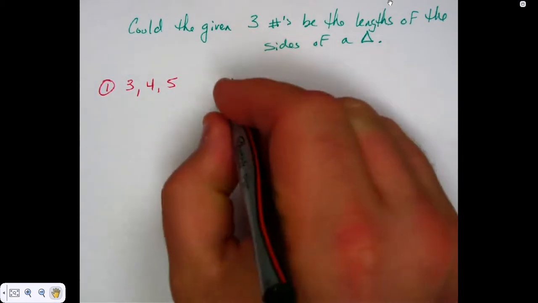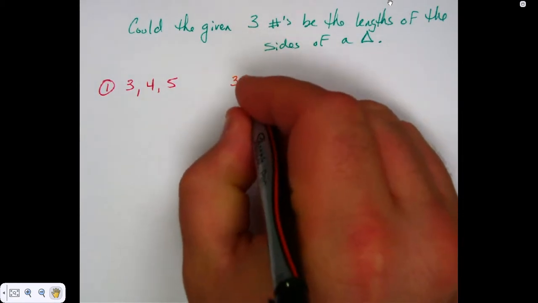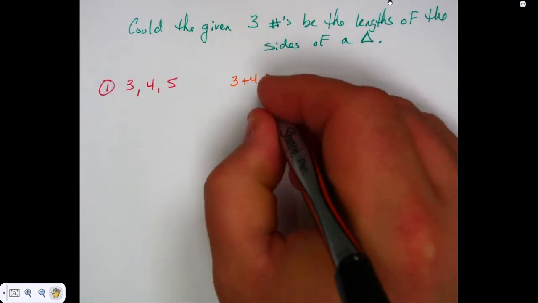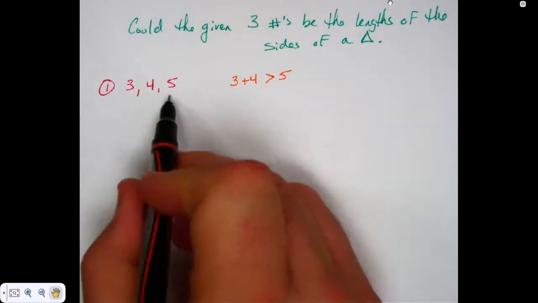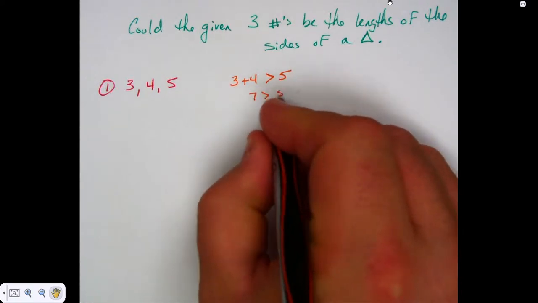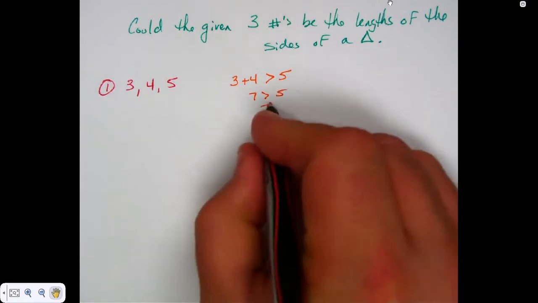First of all, 3 plus 4. What do I have to see? What does that have to be greater than? The third side, which the next side is what? 5. Is 7 greater than 5? True, so we're good.